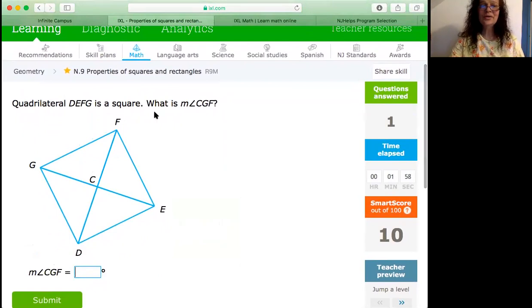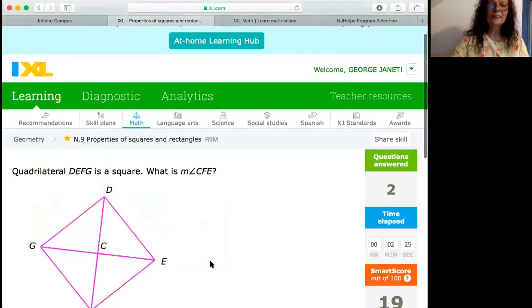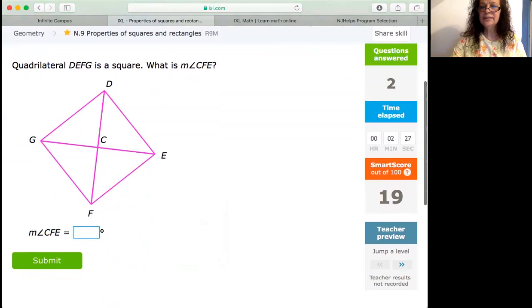Quadrilateral is a square. What is the measure of angle CGF? So they are asking about this angle. You know it is a square, so what do you know about this angle? It's 90 degrees. And the diagonal splits, or bisects, the angle into 2 congruent angles. So each one has to be, good job. Okay, let's jump to the next level.